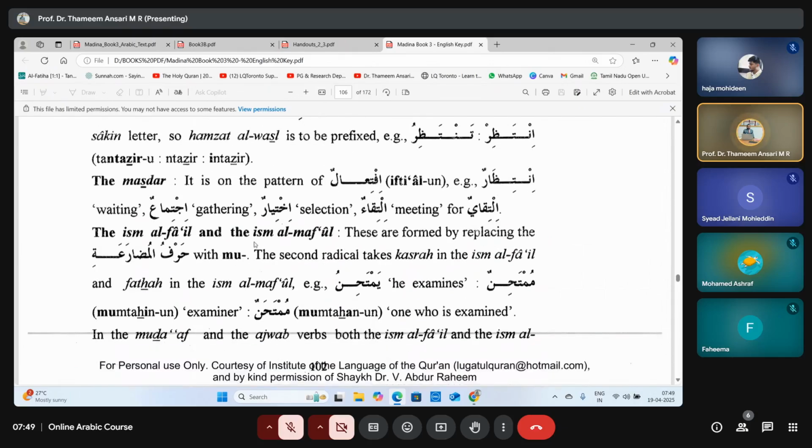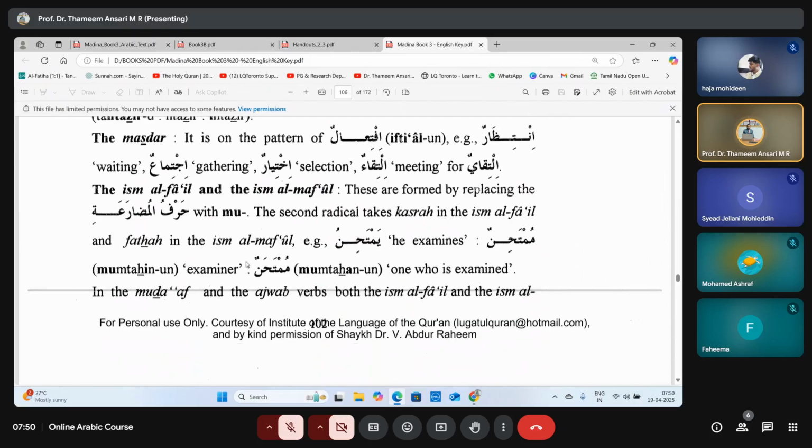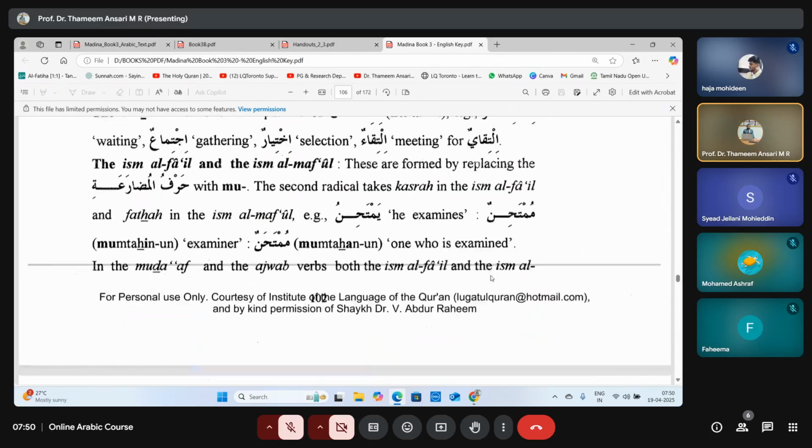The ismul fa'il and the ismul maf'ul. These are formed by replacing the harf mudari with mu. The second radical takes kasra in the ismul fa'il and fatha in the ismul maf'ul. Example, yamtahinu, he examines. Mumtahinun, examiner. Mumtahanun, one who is examined.